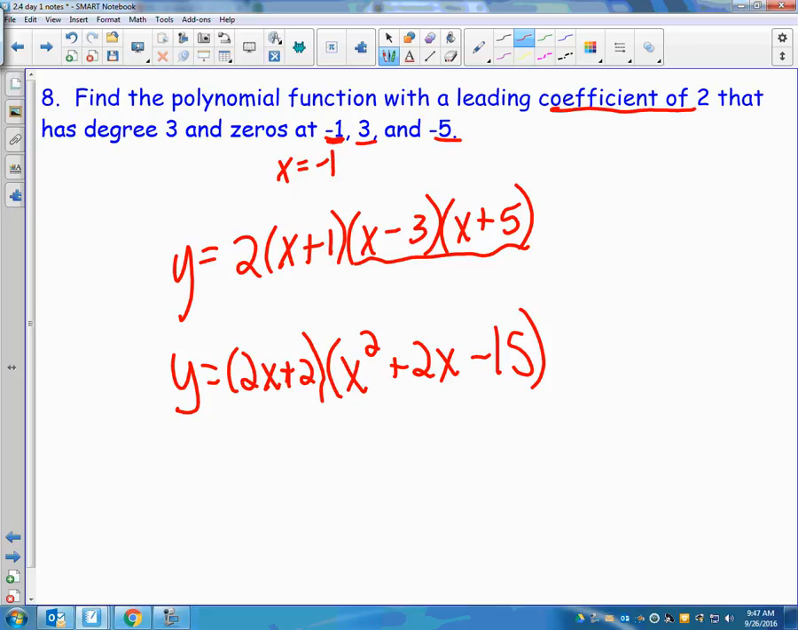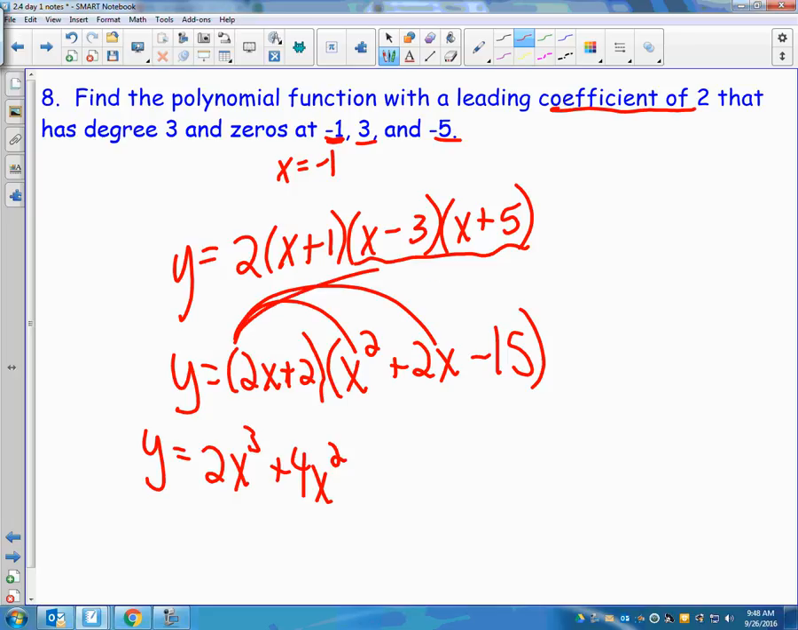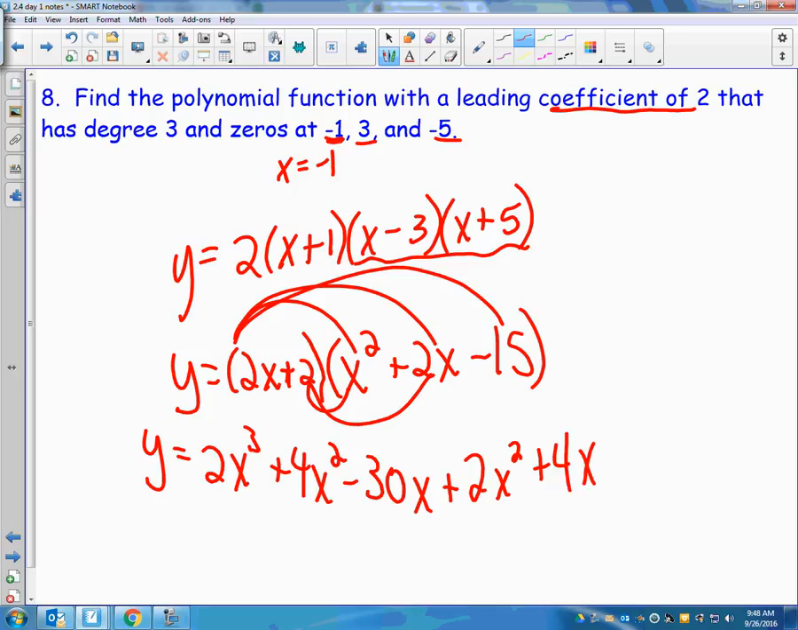5x minus 3x. Now I have to do this again. This is not FOIL. This is just a bunch of distributive property. Great, do it again. So I'm going to say 2x cubed plus 4x squared minus 30x. And then I have to give this 2 to everything. So then I say plus 2x squared plus 4x minus 30.